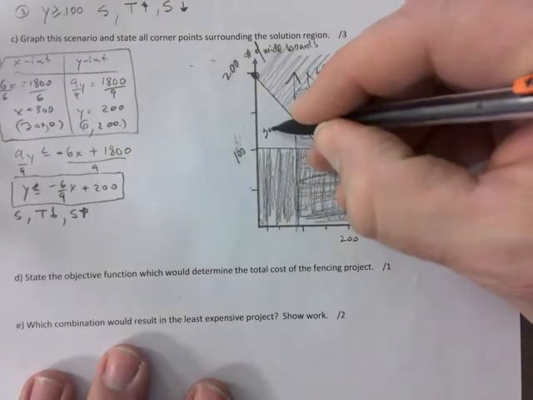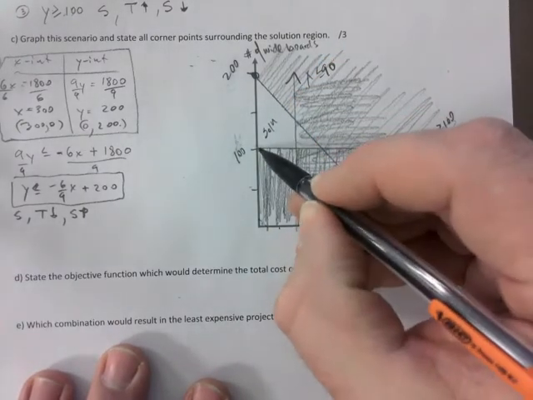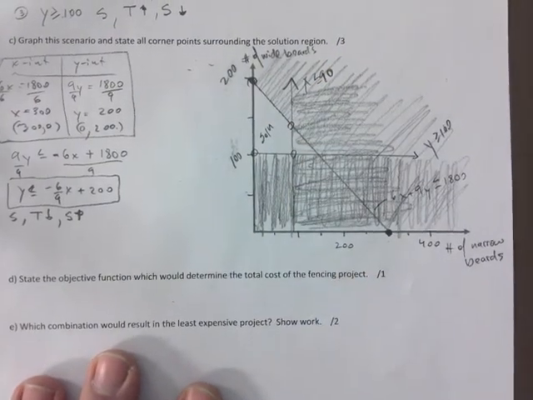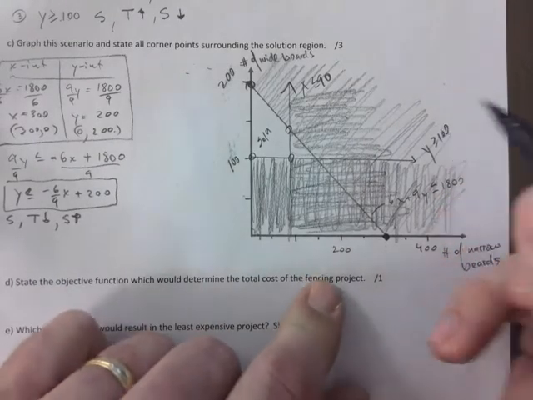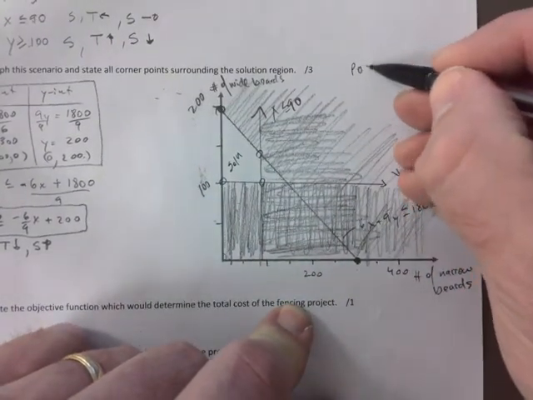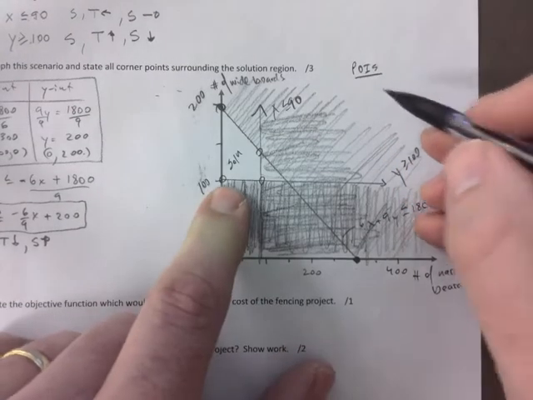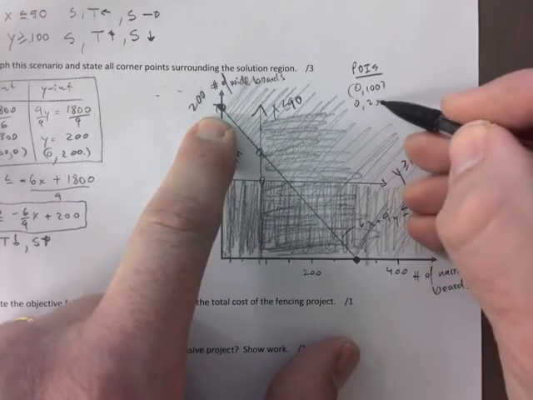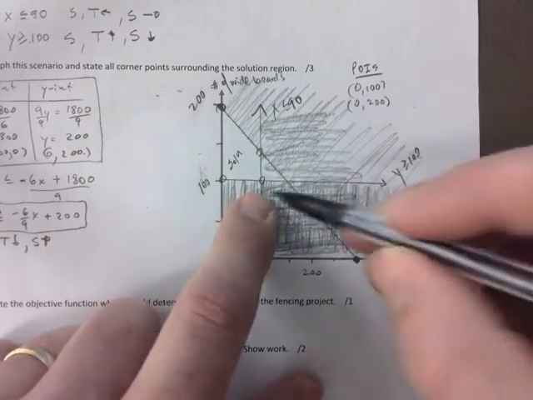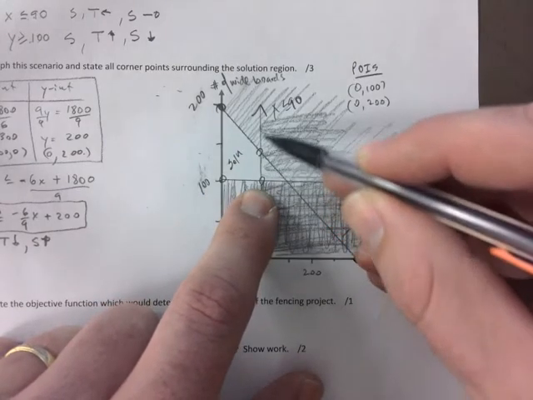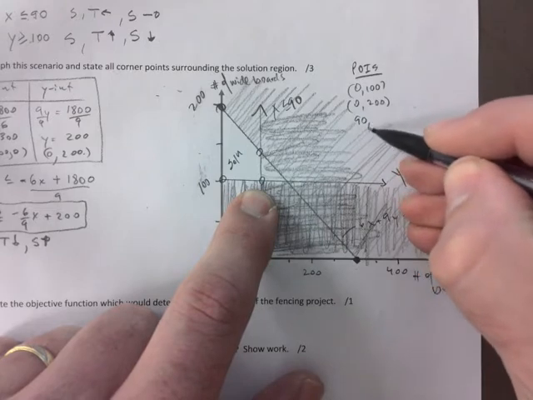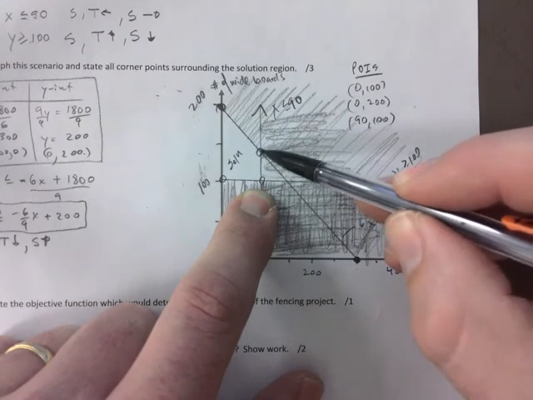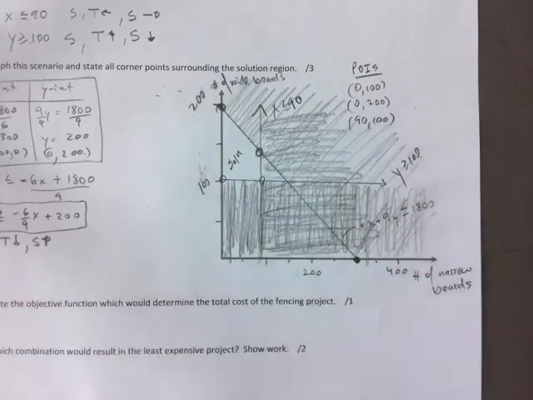So my solution region, I need to label that, is right there. I have 1, 2, 3, 4 corner points. And those I will label up here. POIs. I know this one is 0, 100. I know that one is 0, 200. This one here I know as well. It's where the 90 meets the 100. You could use your calculator for it, but you don't really need to. And so that leaves me with this one. So let's go ahead and enter that.